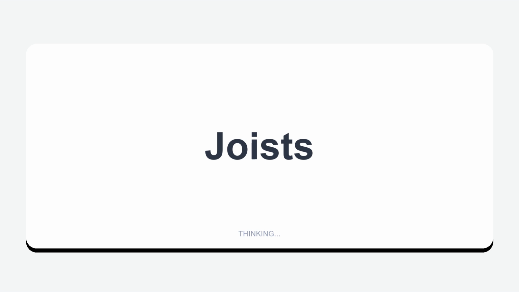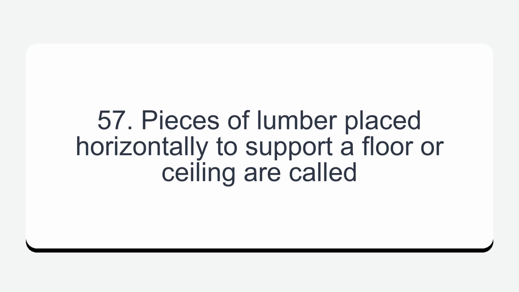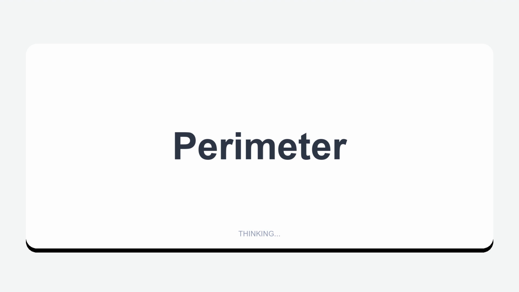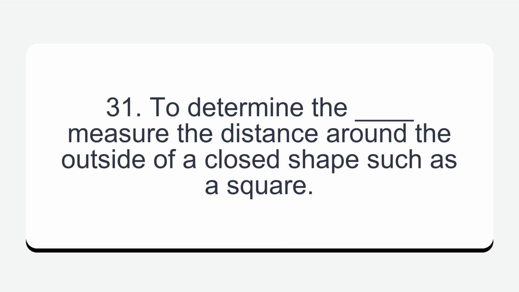Joists. 57. Pieces of lumber placed horizontally to support a floor or ceiling are called perimeter. 31. To determine the underscore measure the distance around the outside of a closed shape such as a square. Obtuse.